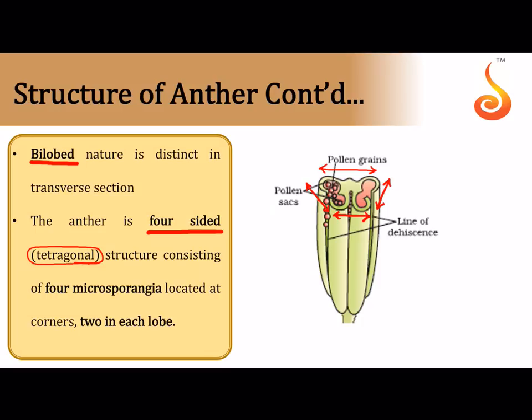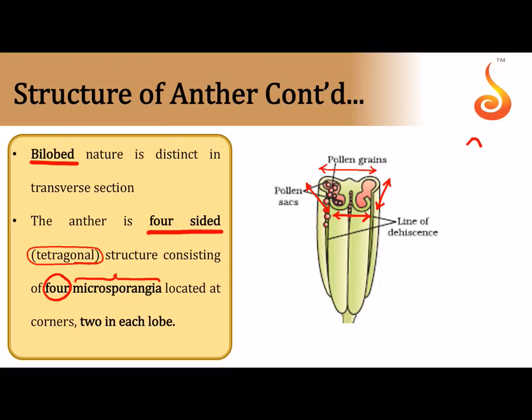And how many cases or thecae are there? There are 4, 2 in each half, 2 in each lobe. That's why, if you remember, we called it dithecous. But in totality how many cases or compartments are there? 4. And what is the name given to this case or compartment? It is the microsporangium. So there are 2 in each lobe, and throughout the anther you have 4 cases or compartments which are referred to as microsporangia.